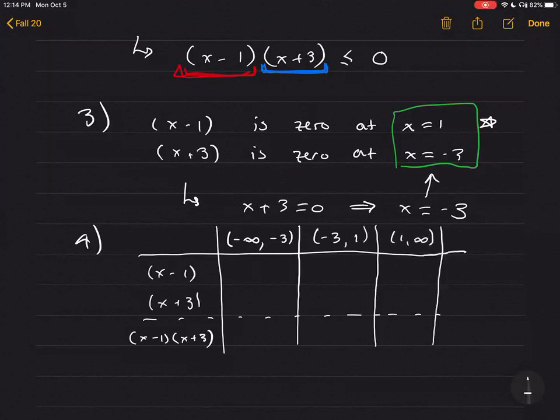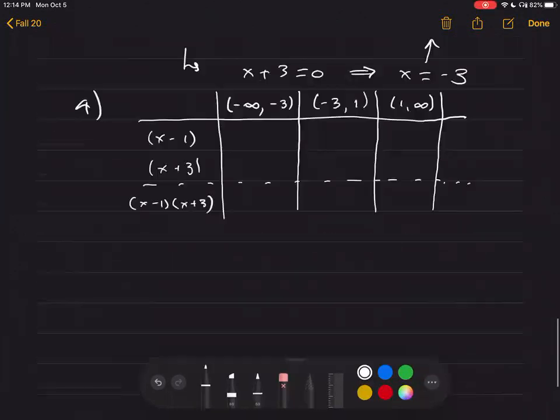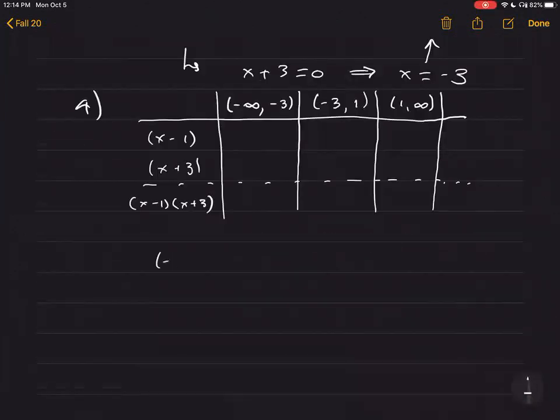Okay, cool. And so now what we're going to fill this table in with is we're just going to look at whether the term is positive or negative. So if we look, for example, in this first slot here, we're looking at things less than -3. And so if we just pick one like -4, we see that -4 minus 1 is equal to -5. So that's negative. So we're going to put a negative here.